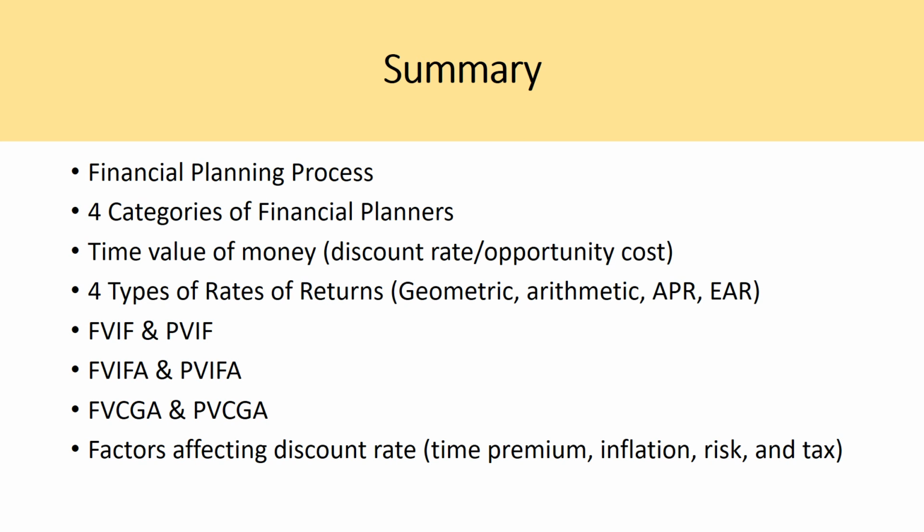Okay, so quick summary. We talked about the financial planning process, the two sources of money, and the investment income. We talked about the 4 categories of financial planners and their different incentives. We covered interest rate mathematics and the time value of money, the discount rate, the opportunity cost. We talked about the 4 rates of return: the geometric, the arithmetic, the annual percentage rate, and the effective annual rate. We talked about the future value interest factor and the present value interest factor. Then we considered how that's applied in an annuity example, and then a constant growth annuity example. And then finally, we talked about the Fisher equation, so factors affecting discount rate: the time premium, the inflation, risk, and tax.